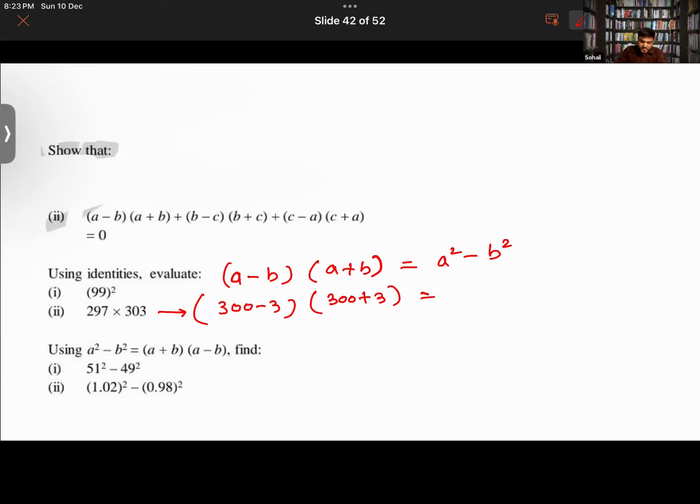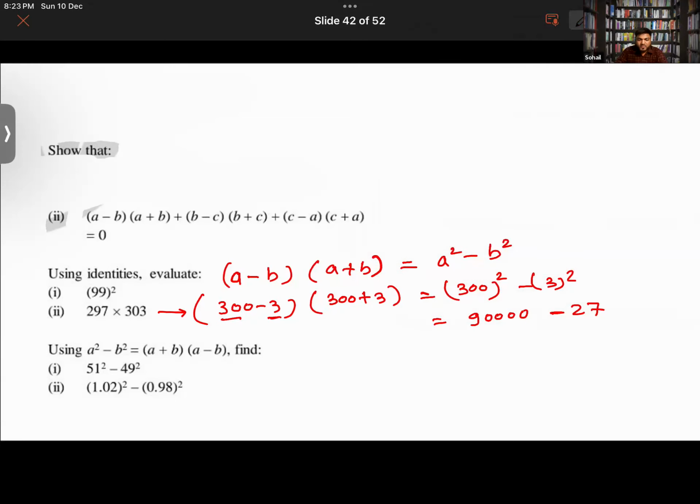We will simply take A as 300 and B as 3 here. We put the values: 300 square minus 3 square. So like this, you could be solving.